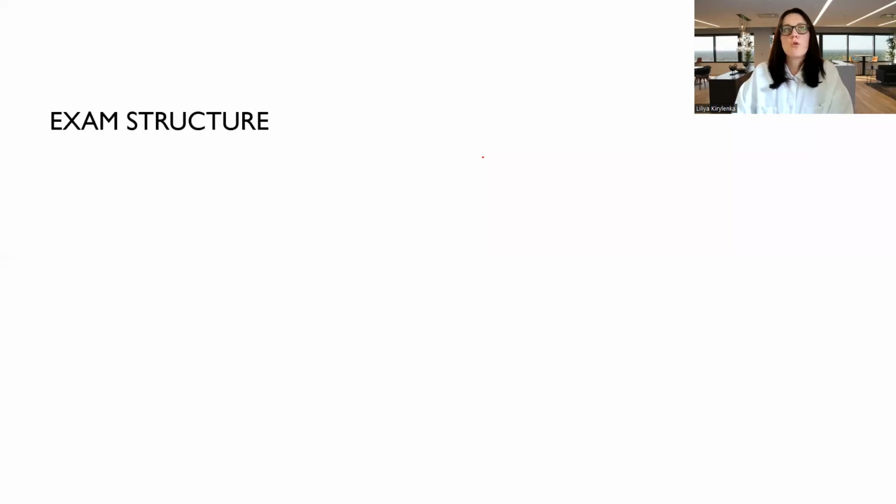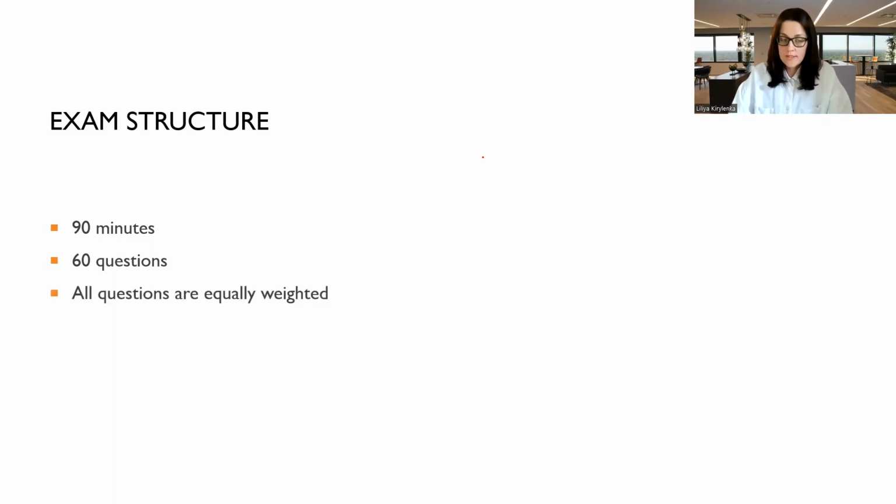As for exam structure, the P1 exam is going to last for 90 minutes and you will be given 60 questions. They are going to be test questions and all of them are supposed to be answered if you are aiming at a pass rate. And all questions are equally weighted. So it means that it cannot be that question one will bring you more than question two, for example.